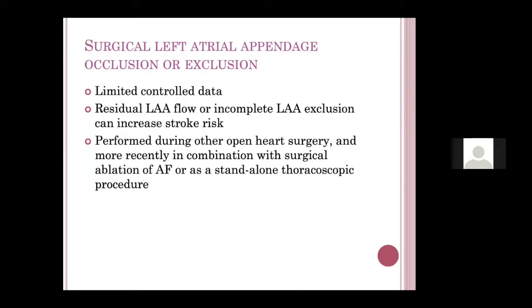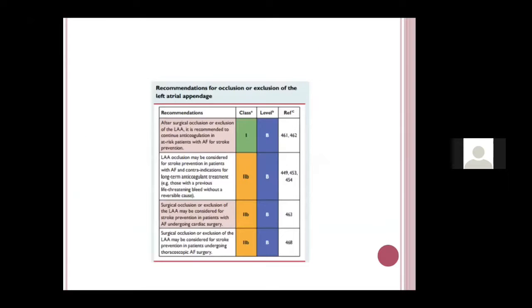And then there is another important thing, the surgical approach. Many patients who have mitral stenosis or mitral regurgitation and are undergoing surgery like MVR, if they have atrial fibrillation, what surgeons do is exclude the atrial appendage, they remove the atrial appendage. So that is one thing which can be useful during open heart surgeries. After surgical occlusion or exclusion of the LA, it is recommended to continue the oral anticoagulation in at-risk patients.